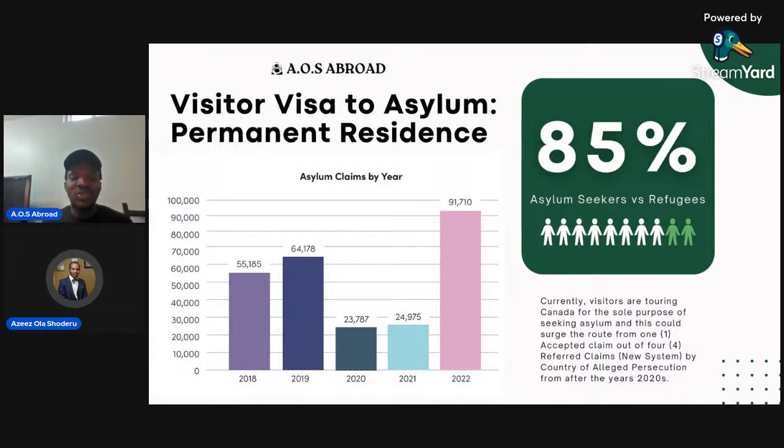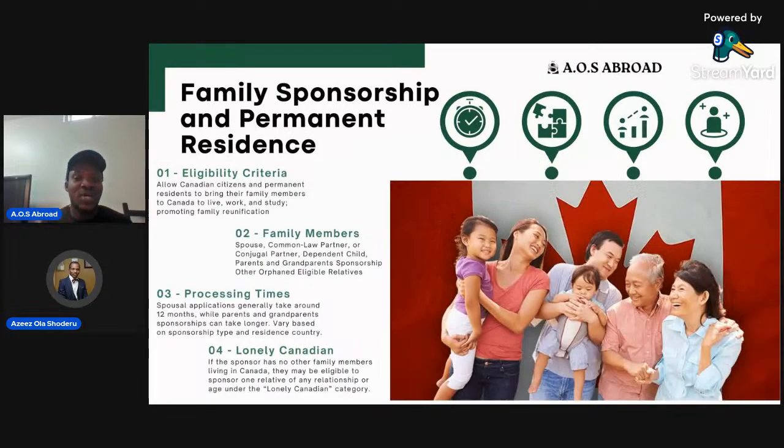But if the rate keeps on increasing like this, we can see in the future that out of every 10, only two may be accepted, which may be like 85% rejection. But again, many people are still getting accepted for asylum. So it may be a pathway for you to consider.